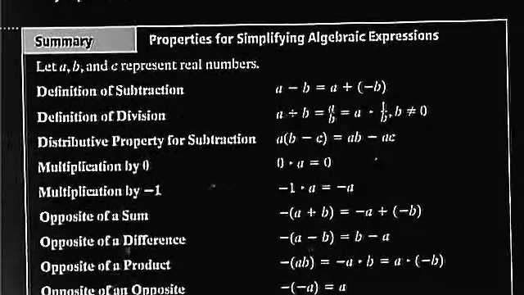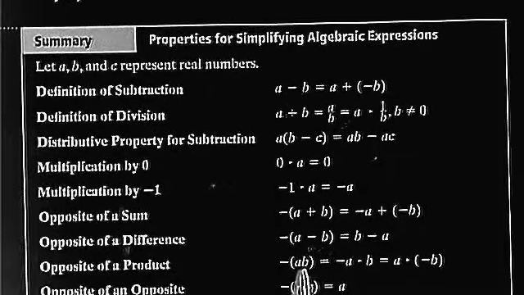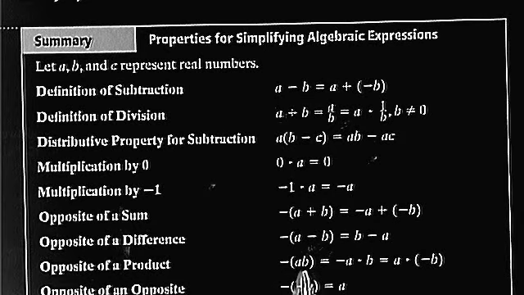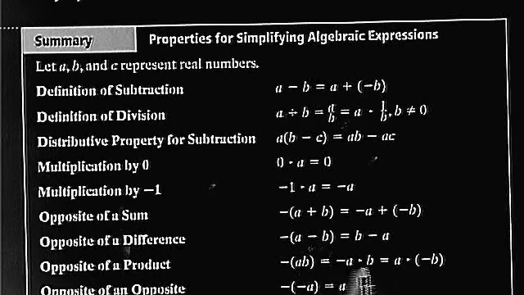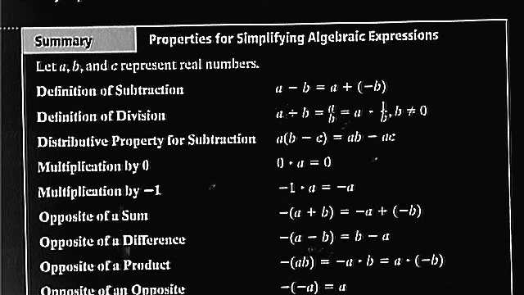The one thing that I need to point out to you is the opposite of a product. When you have the opposite of two things that are being multiplied, it is not -a times -b, because that would completely change the sign. It's -a times b or a times -b. You can distribute the negative to 1, but not both.